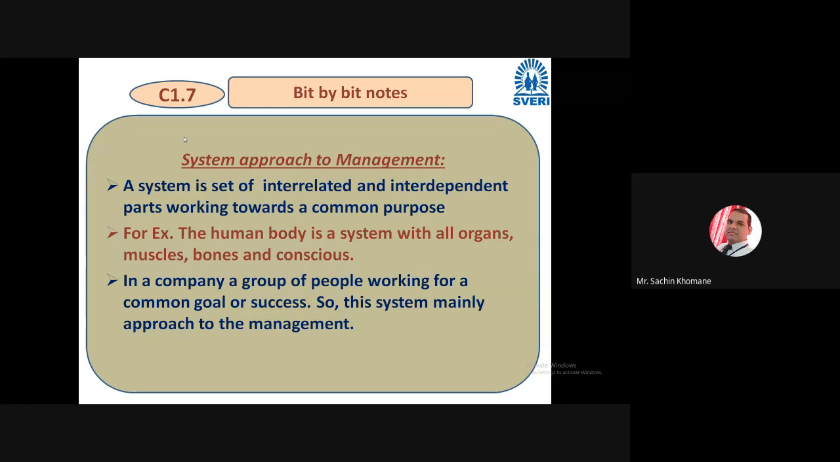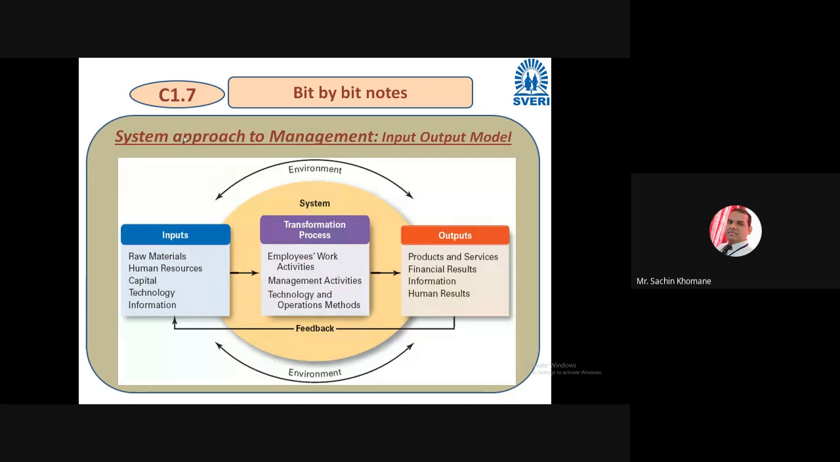interrelated and interdependent system. Same thing is there in industry, and in industry, people are also working for the common purpose or common goal. And what is their common goal? Producing the product, certain product, and selling in a market. Getting? So this concept again can be understood very well with the help of this input-output model.